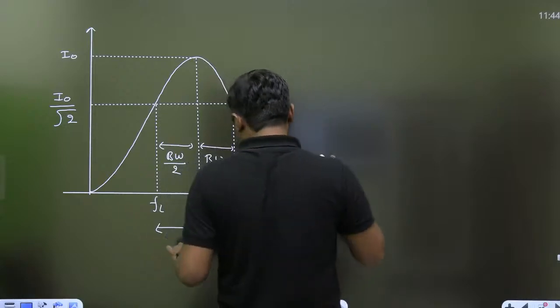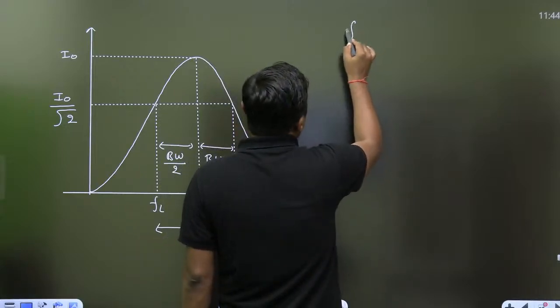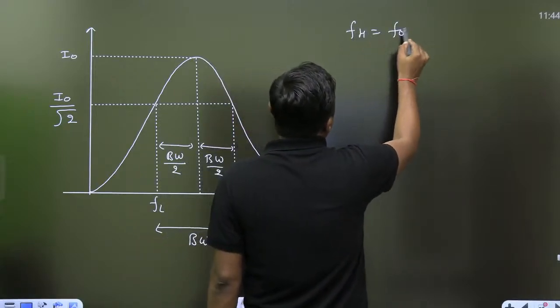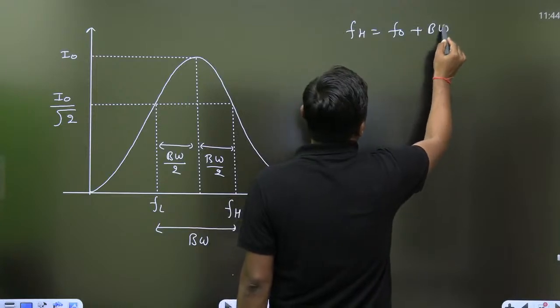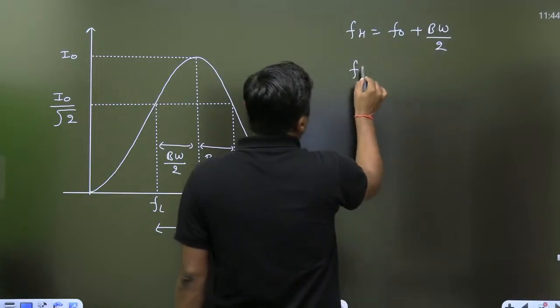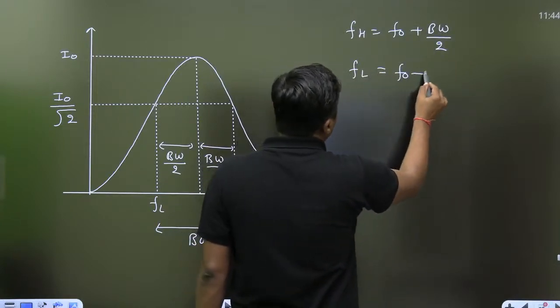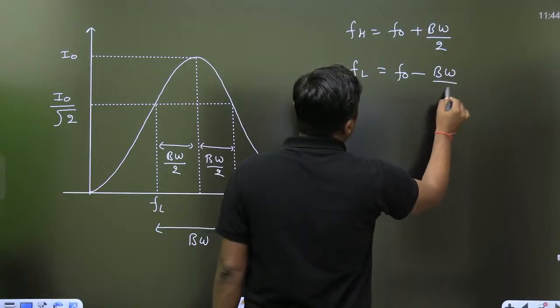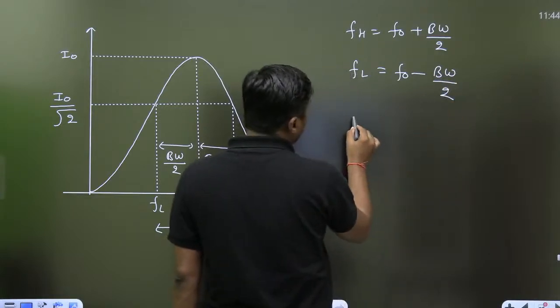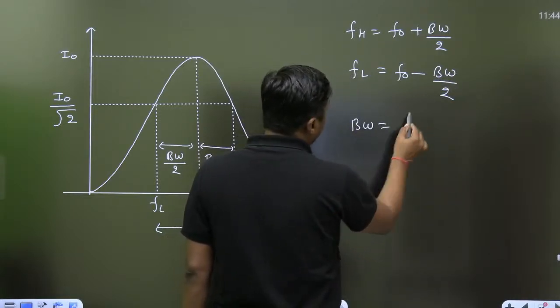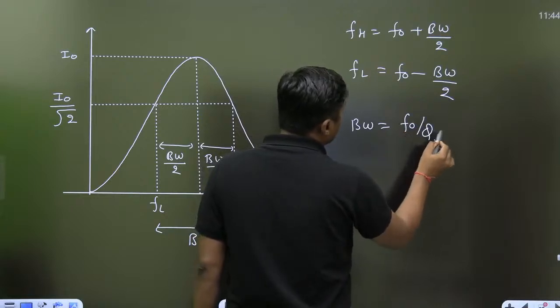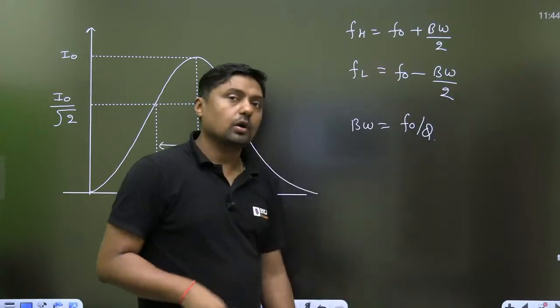Once you have the bandwidth, you can calculate FH, which is nothing but F0 plus bandwidth by 2. And FL, the lower cutoff frequency, is given by F0 minus bandwidth by 2. We have already calculated the bandwidth. The bandwidth is given by F0 by Q. That will be the formula.